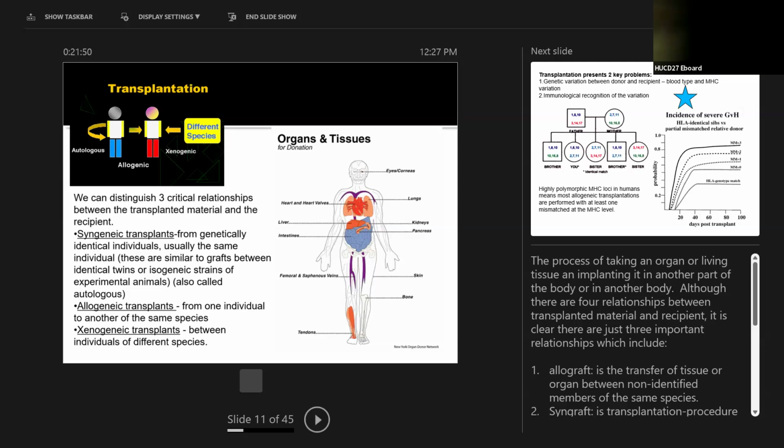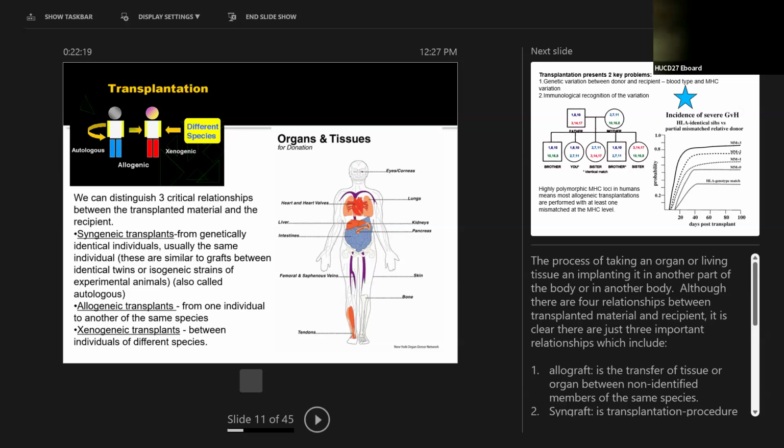Then you have allogenic transplants. These are from one individual to another, right? Of the same species. Okay. Now, we call these a xenograft or xenogeneic transplants. This is where I can take a tumor from a human and transplant it into, say, a mouse and get growth from that tumor.